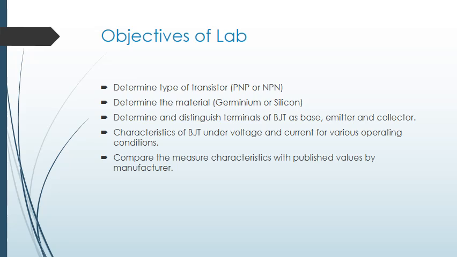Objectives of today's lab are to determine the type of transistor, whether it's NPN or PNP, determine what type of materials are used to construct these transistors, whether it's germanium or silicon, to determine and distinguish between terminals of BJTs as base, emitter, and collector, the characteristics of BJT under voltage and current for various operating conditions, and then compare the measured characteristics with the published values by the manufacturer.